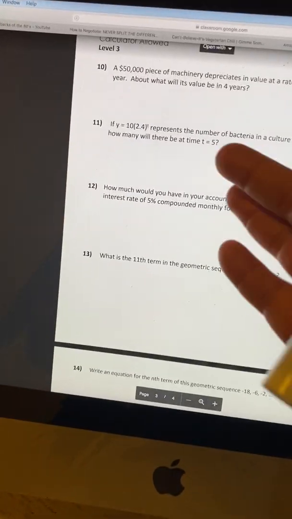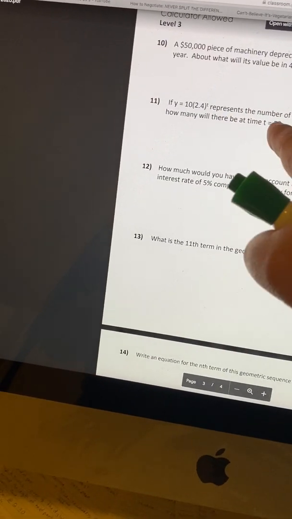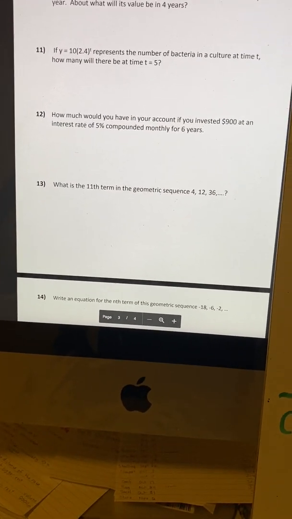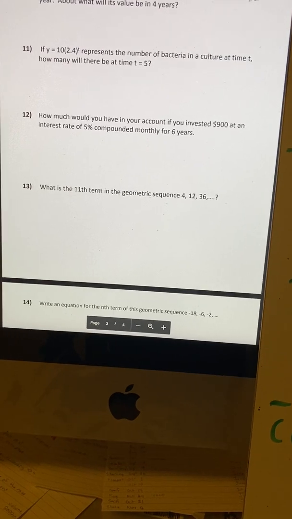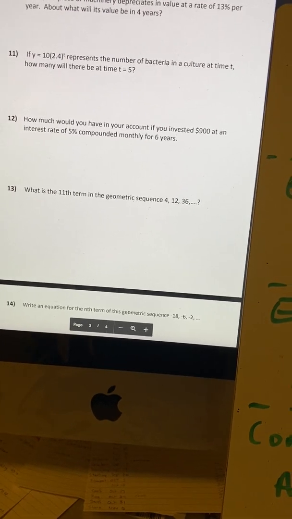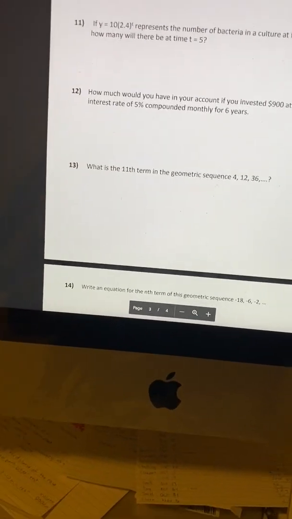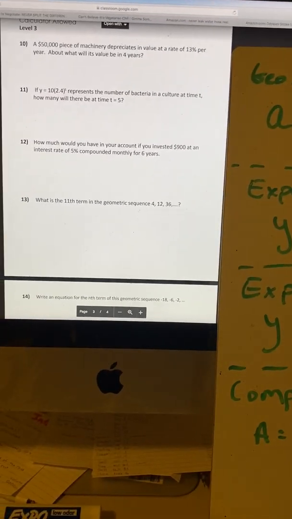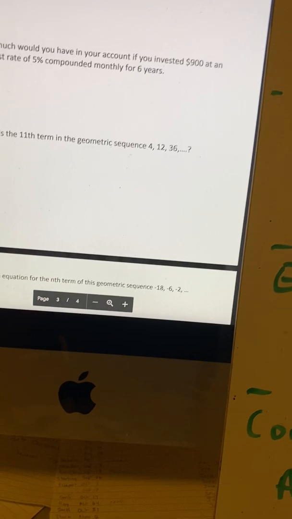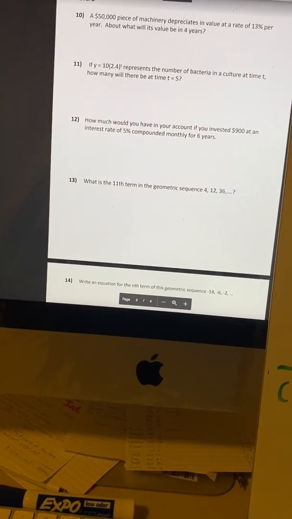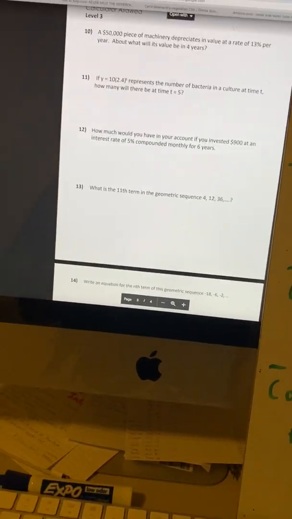Again, it's a calculator problem. They give you all the parts of this one. All you had to do is put the 5 in for the t and take 2.4 to the 5th power, 2.4 caret 5, or 2.4 times 2.4 times 2.4 times 2.4, 5 times, and then take that answer that you get times 10. And that's going to tell you how many bacteria there'll be over 5 years or 5, whatever the amount of time is. Let's just say 5 minutes.